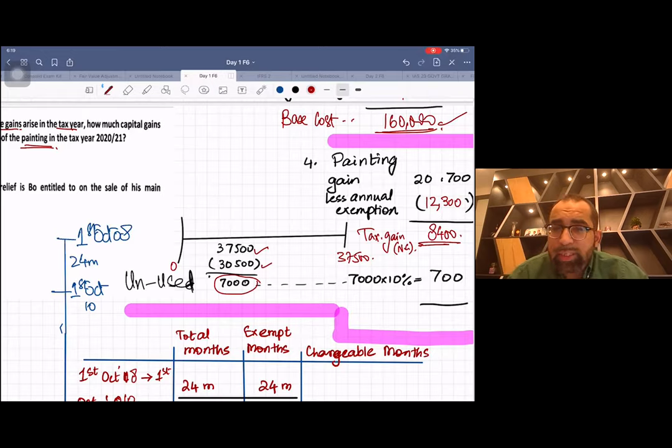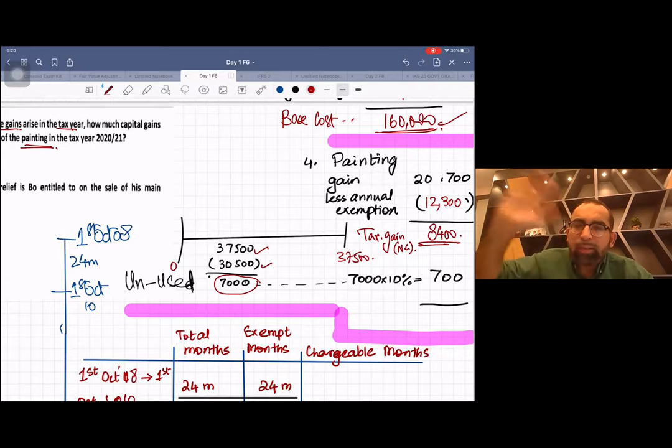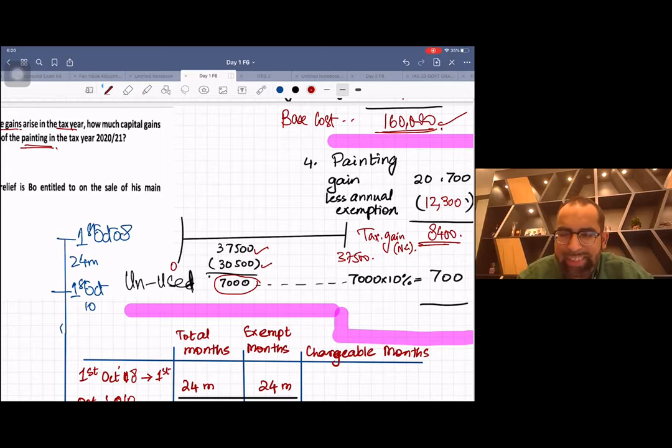Now, how much is the CGT? Your gain is 8,400. Listen to me. You will pick up this gain of 8,400 and you will knock the first band. Only 7,000 capacity is available. So you will write 7,000 times 10%. Why did we write 10%? Because for normal gain, the first band rate is 10%.